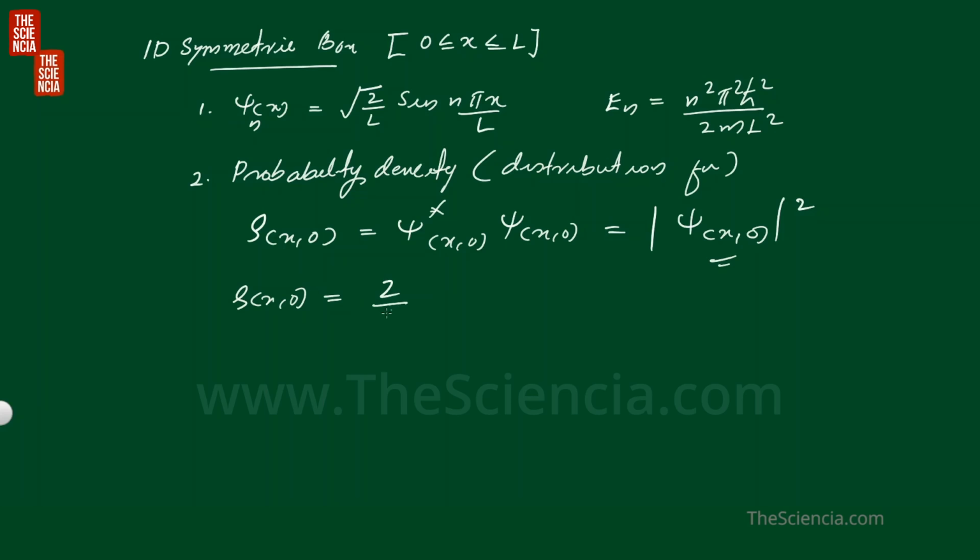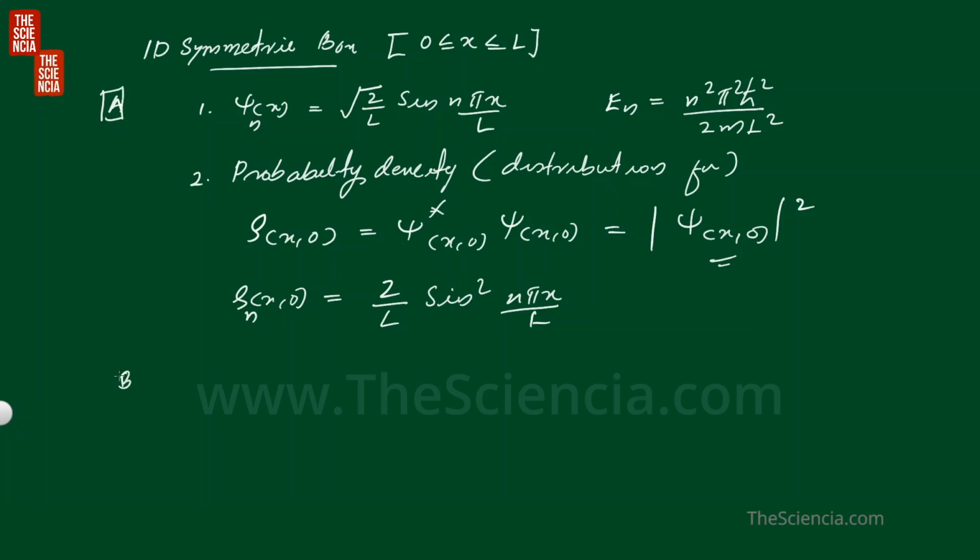So now we can find out this value, that is we get rho of x0 is equal to 2 by L sine squared n π x by L. This is a general equation for any wave function, that is rho n. Okay, so this is for the wave function at the time t equal to 0.